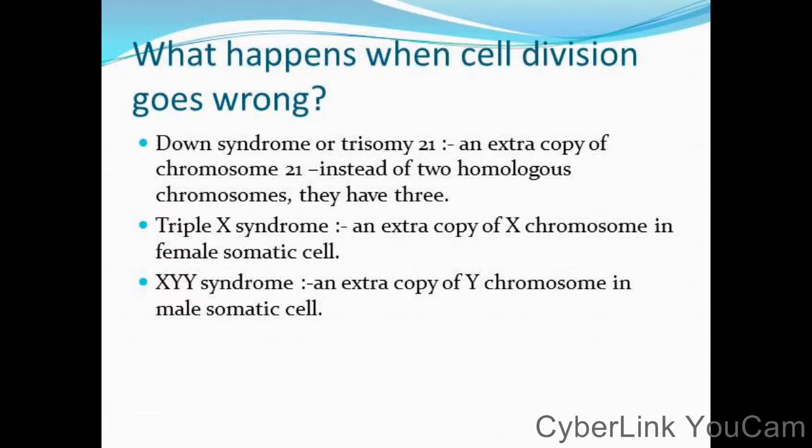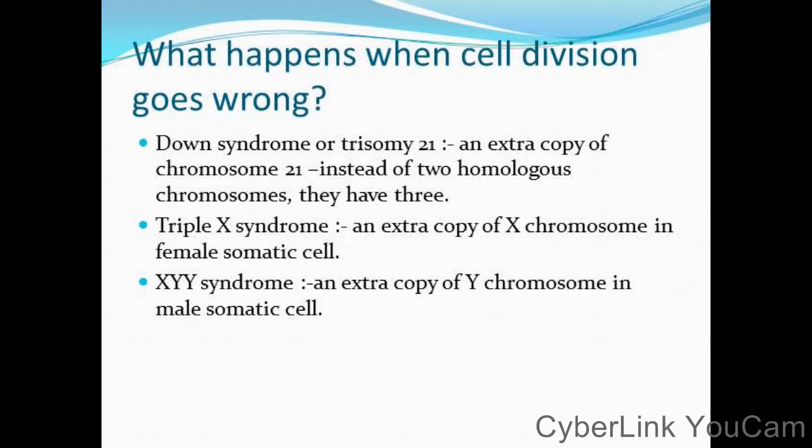What happens when cell division goes wrong? There are three diseases. One, Down syndrome, sometimes called trisomy 21. Here there is an extra copy of chromosome 21 instead of two homologous chromosomes.